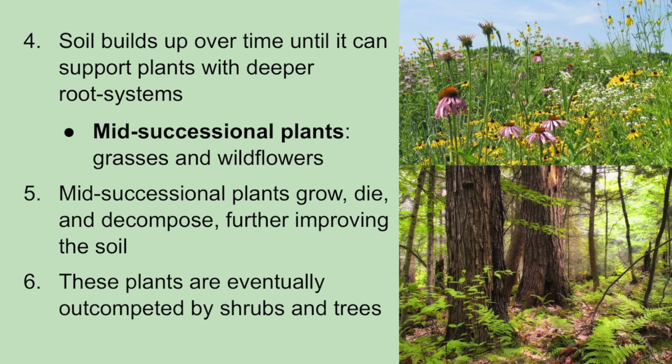As those shrubs and trees grow, we're producing more shade, and eventually it becomes so shady that new seedlings of those first shrubs and trees that require lots of sunlight will not be able to survive. And when that happens, those plants will start to become outcompeted by shade-tolerant trees like many species of beech and maple.